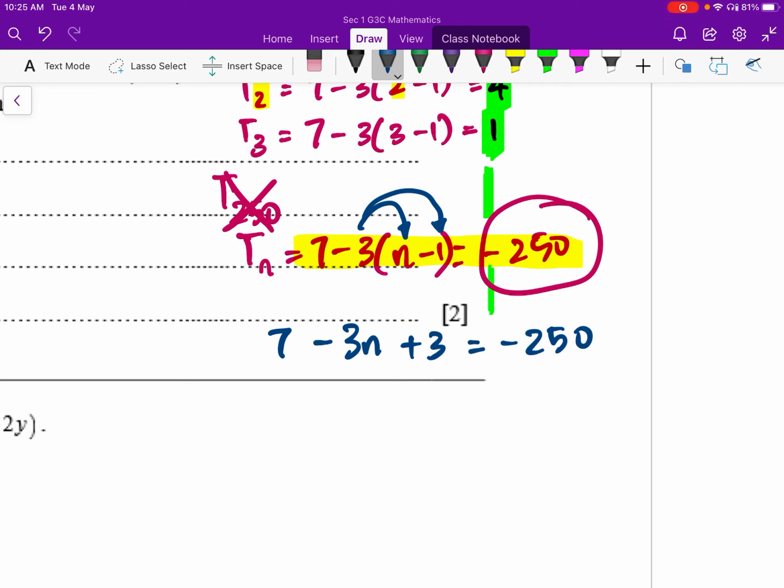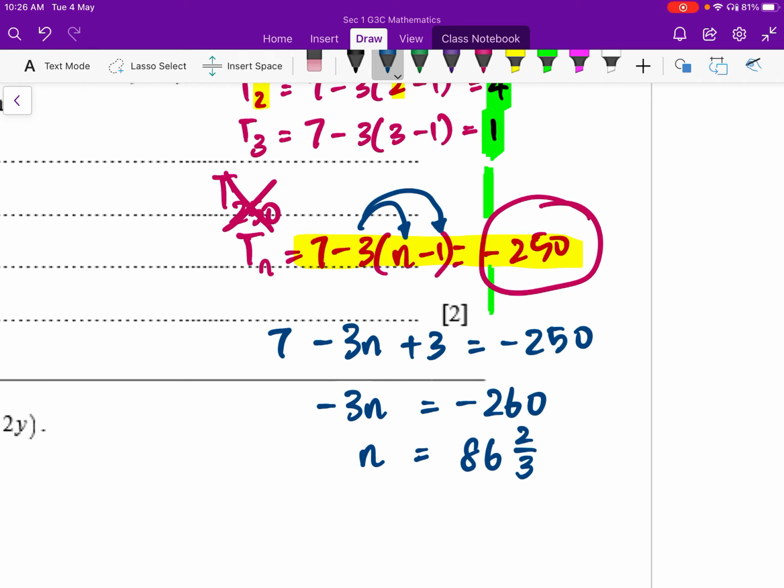Continue. 7 plus 3 is 10. So to get rid of the 10, we must subtract 10 on both sides. So negative 3n equals to negative 260. I subtracted 10 on both sides. Now to find the value of n, I will need to divide by negative 3. So 260 divided by 3 gives me 86 and 2 over 3.